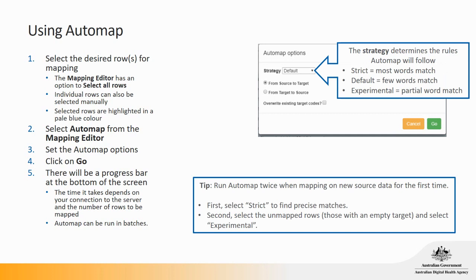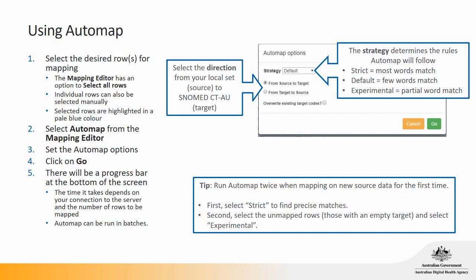Now, the strategy determines the rules that Automap will follow. Strict matches most words applied, default will match a few words, and experimental is a looser algorithm that allows partial word matches. We do recommend running Automap twice when mapping source data for the first time. First choose strict to find precise matches, and then find any unmapped rows and run experimental. This reduces some effort when validating Automap.